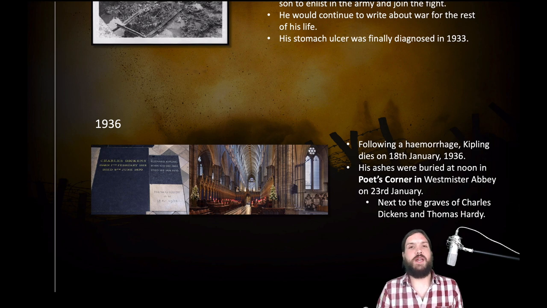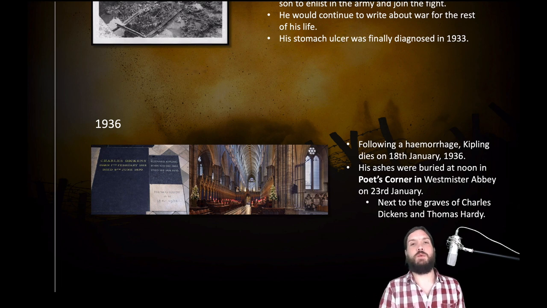It's a special place in Westminster Abbey where the literary poets called Poets' Corner, where the greats of the British literary canon are kept. And it's quite telling that he's buried next to Dickens and Hardy. Really quite interesting and certainly reflects how important he was viewed as being a writer for the British Empire.